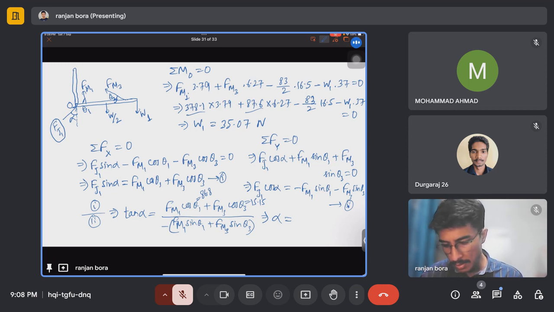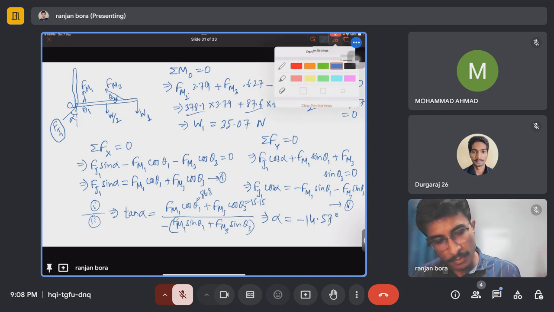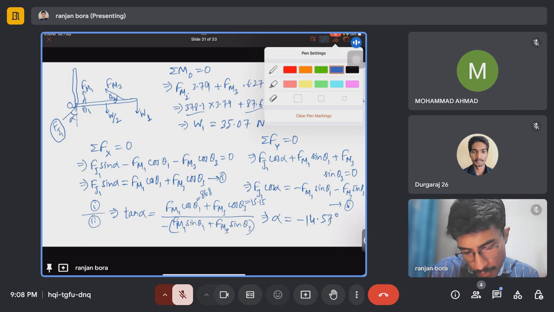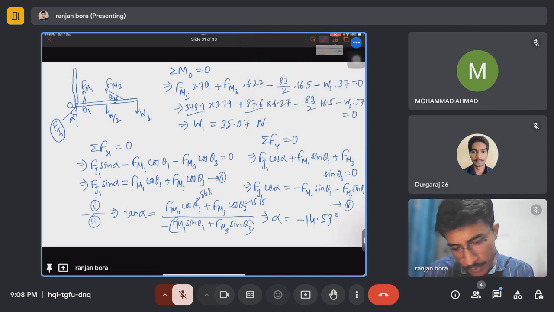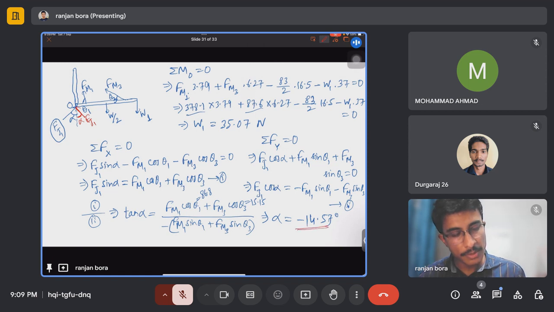Alpha is coming as minus 14.57. That means we have considered alpha on this side. So I think Fj will act like this. Alpha will come on this side from our data because it is coming as negative.